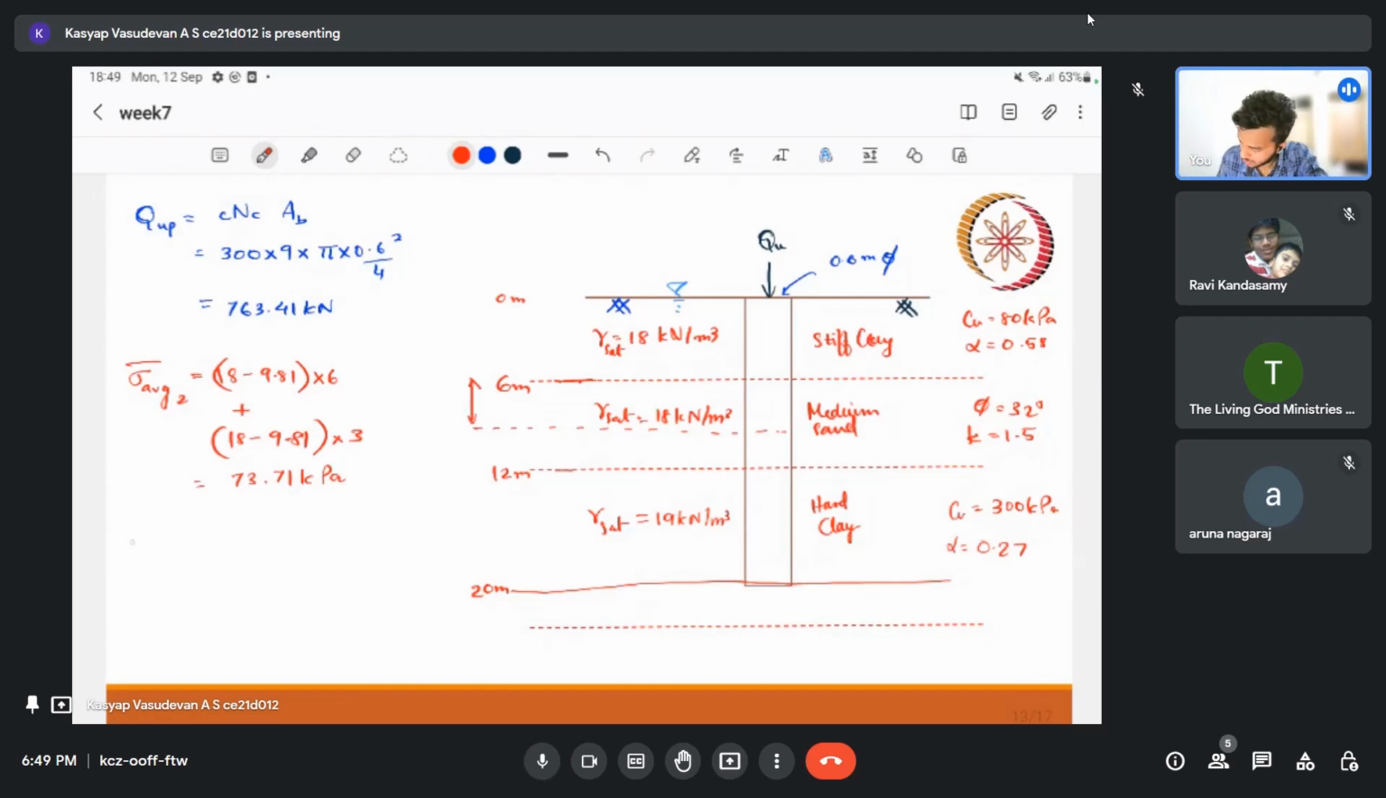So let us start with the first term, that is QS1. QS1 is equal to alpha 1 Cu1 AS1, right? Since it is clay, alpha 1 is nothing but 0.58, Cu1 is 80, and AS is perimeter into length, that is pi into 0.6 into 6. Length is nothing but 6. Okay, so this turns out to be 524.771 kilonewton.